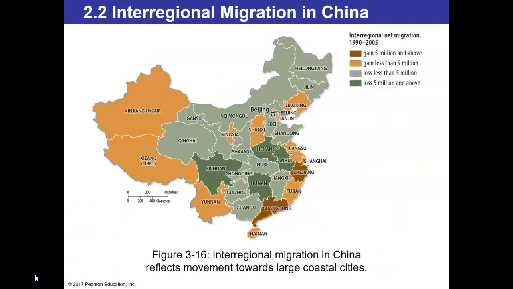Now let's look at interregional migration of China. This is figure 3-16 and it's located on page 89 of your textbook. Here we actually see that migrants are heading eastward toward the major cities along the East Coast where job opportunities are most abundant. The reason we see people migrating east along the coast is because this is where job opportunities are available and people are moving from the rural areas to the urban areas that are along the East Coast.